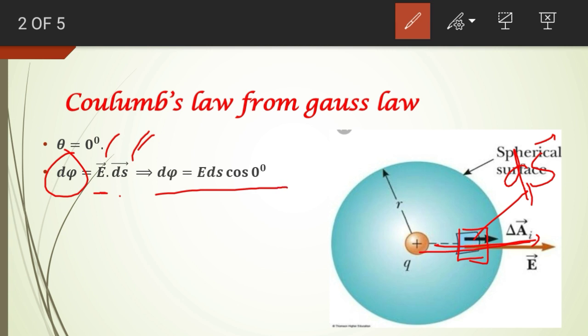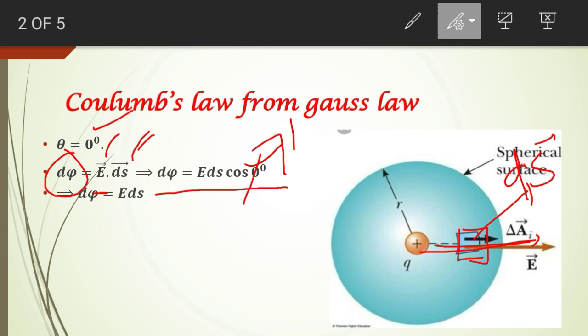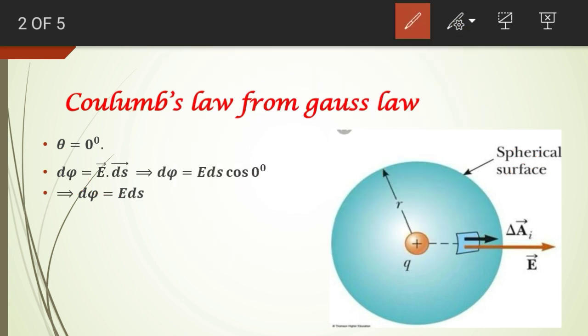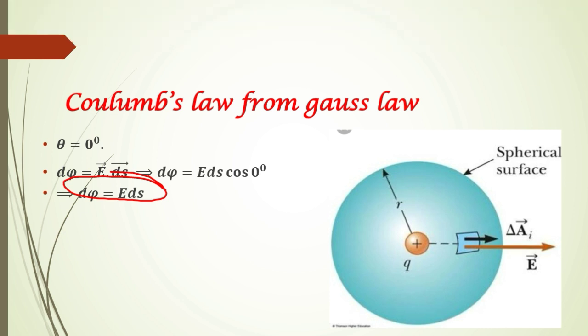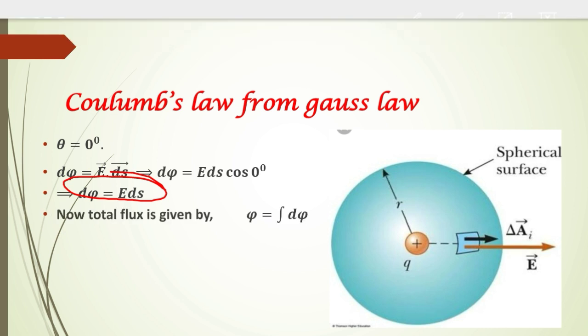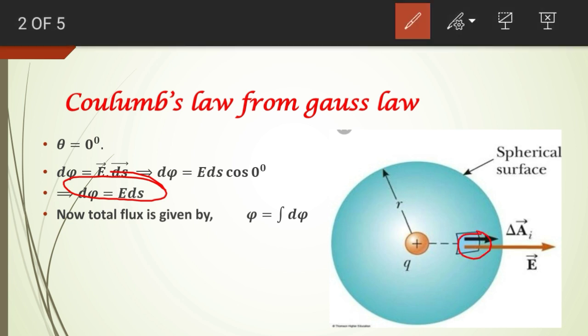Here theta is equal to 0, so cos theta is equal to 1. So d phi is equal to E into ds. Now this is the flux for the small element of area. If I have to get all the flux linked, the lines of force linked with the whole surface, then I will have to integrate it.